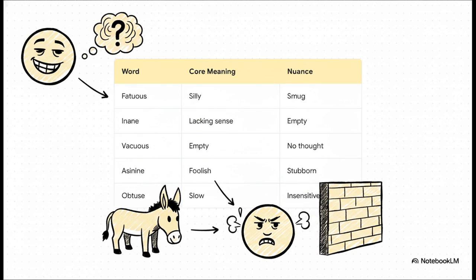If they're literally staring blankly, go with vacuous. If their behavior is stubbornly stupid like a mule, asinine is for sure your word. And if they're driving someone crazy by refusing to get the point, obtuse gives you that frustrating, deliberate ignorance. This comparative breakdown right here is basically your cheat sheet for character development.